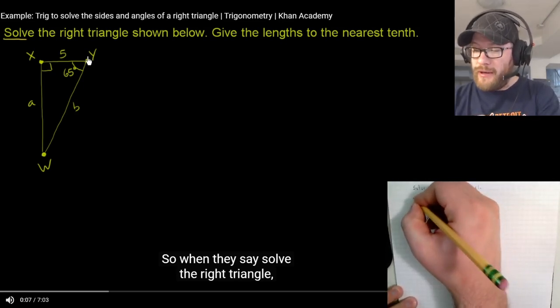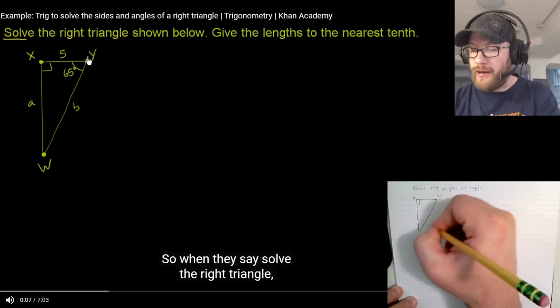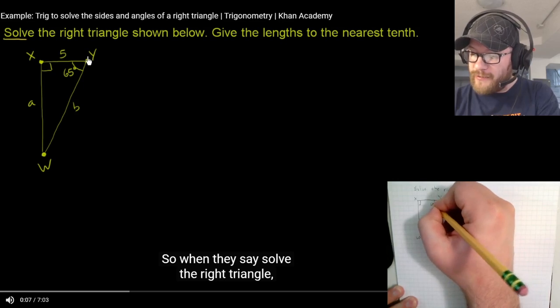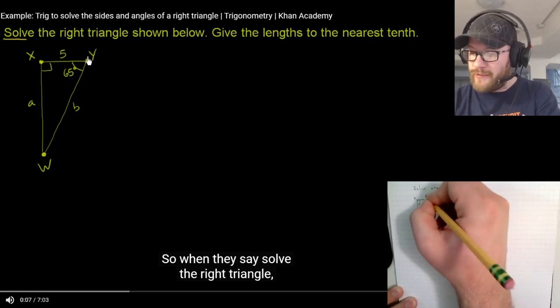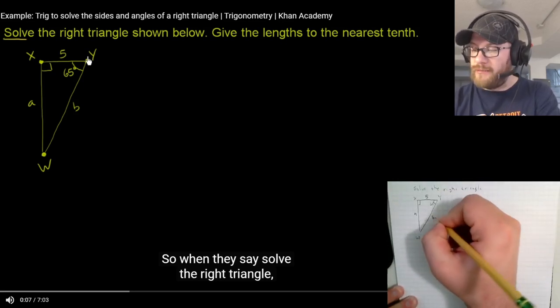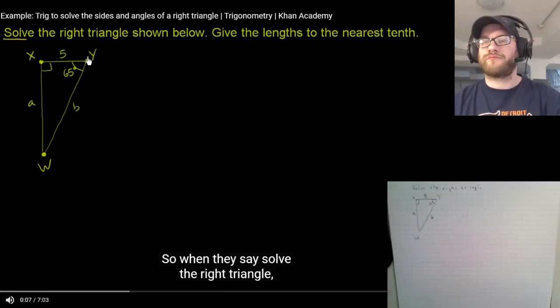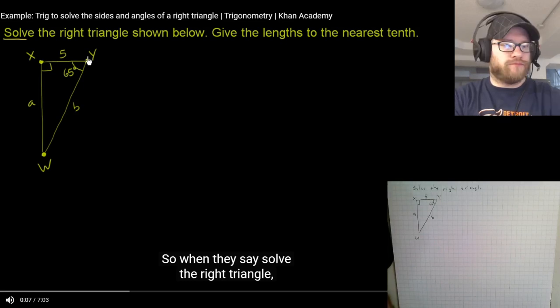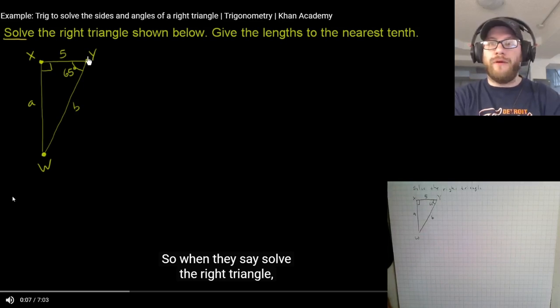So this is X, Y, and W. And then we have 65 degrees. This is 5 units long. This is side A. This is side B. Okay, cool. Once I have everything written down, now I'm going to go ahead and resume the video. Everything's all drawn.